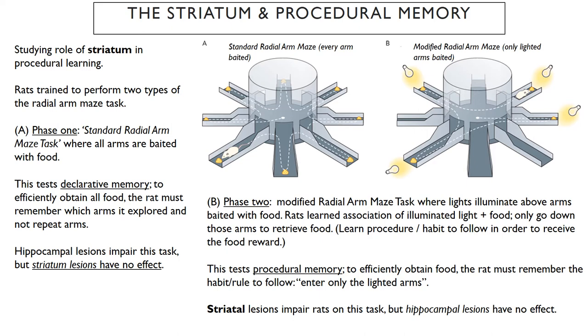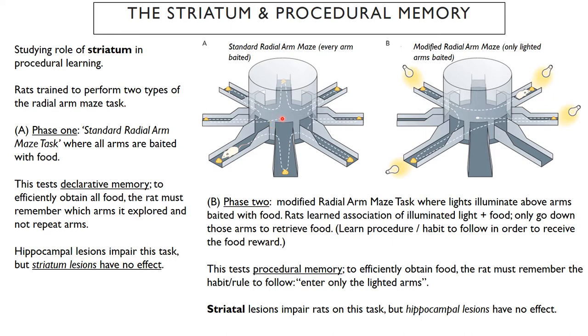So there's something called the standard radial arm maze. The way they've set this up is that every arm is baited. Okay, so got a little bit of cheese in here for this little mouse, and he's going to start in the middle. In the standard radial arm maze, this is testing a declarative memory. In order to be efficient, the rat or mouse needs to remember which arm it actually went down.